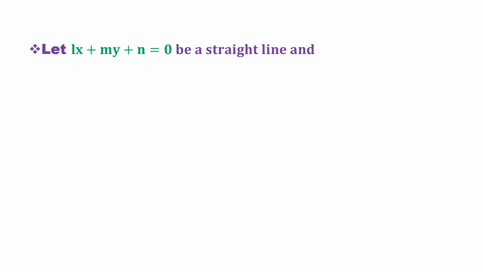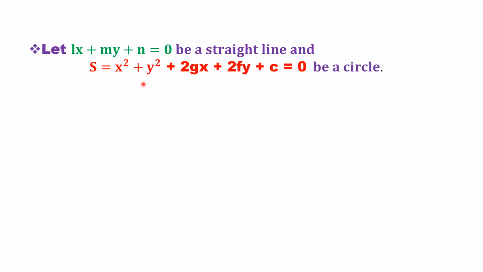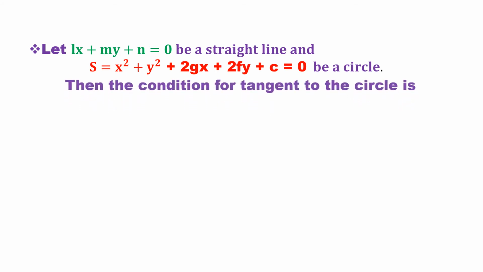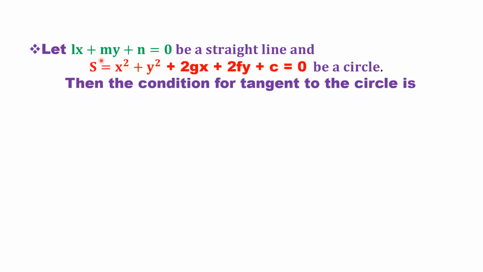And let Lx plus My plus N equal 0 be a straight line, and S equal to x square plus y square plus 2gx plus 2fy plus c equal 0 be a circle. Here the center of the circle is (minus g, minus f), and the condition of this tangent Lx plus My plus N equal 0 to the circle S equal to 0 is (L square plus M square) into (g square plus f square minus c) equals (Lg plus Mf minus N) whole square.